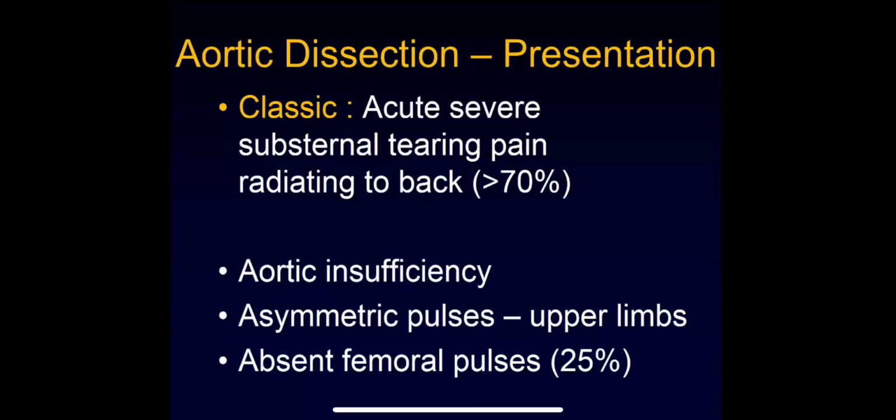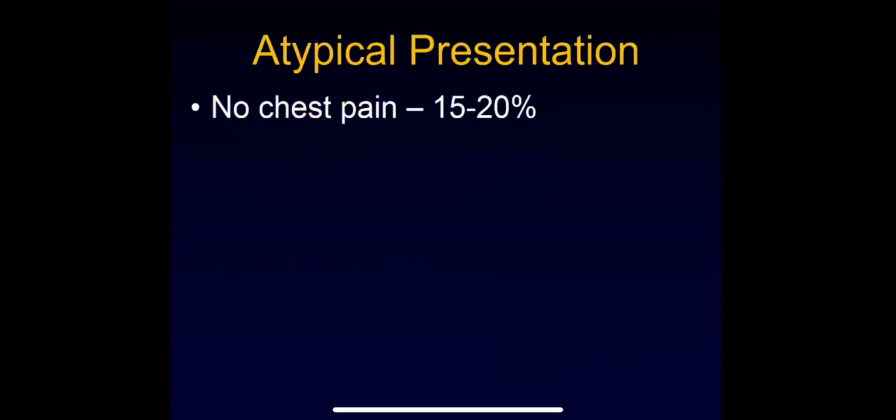Patients classically present with acute, severe substernal tearing chest pain radiating to the back in more than 3/4 of cases. They could have signs of aortic insufficiency, asymmetric pulses in the upper limbs, or absent femoral pulses, which is seen in up to 1/4 of patients.